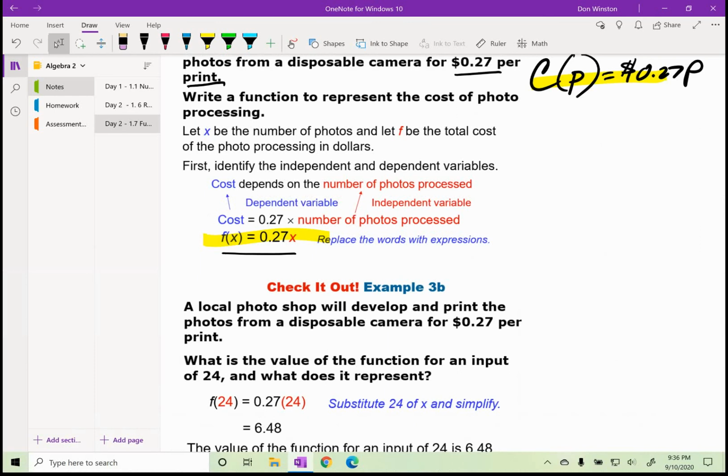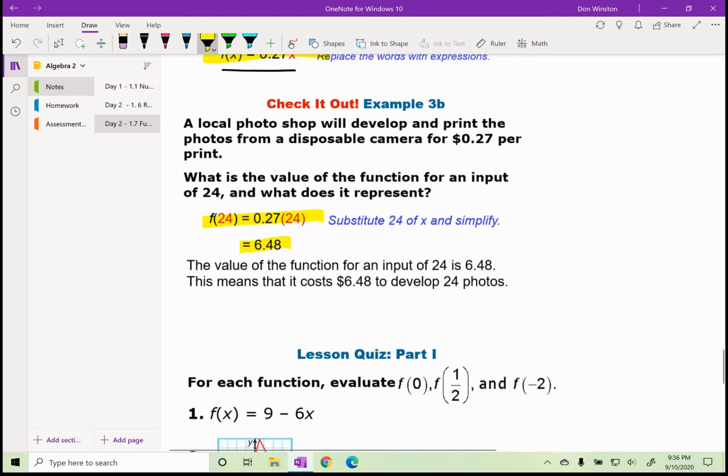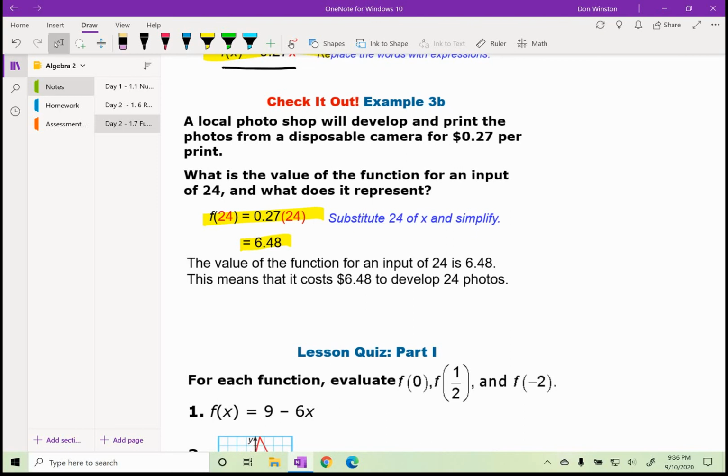Let's see here. If the number of prints is 24, then the total cost is going to be $6.48. All right, so that's it.